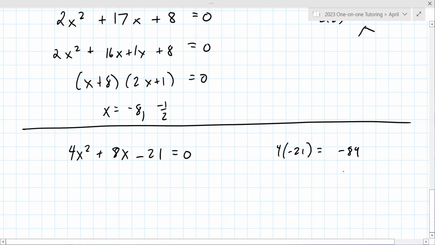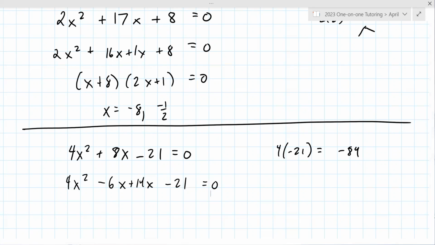Yes. So 4x squared, are you going to go minus 6x plus 14x, or are you going to switch them? Minus 6x plus 14x. Okay, so why don't you carry out the rest of the problem from here? I think you know what to do. Okay.